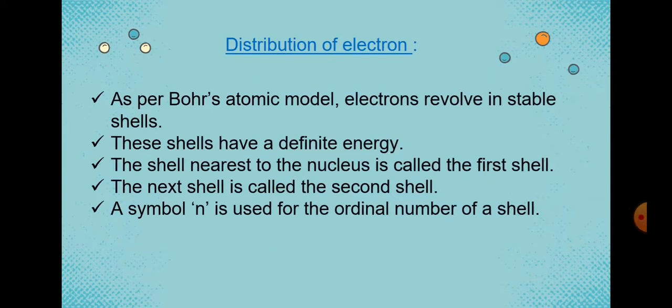Now as per Bohr's atomic model, electrons revolve in stable shells. What did Bohr say? That there are shells and in those shells they revolve at a particular distance. And these shells have a definite energy. Means, for example, if the first shell has 10, the second shell has 20, the third shell will have 30 energy. Example. Now the shell nearest to the nucleus is called the first shell. The next shell is called the second shell, and the symbol n is used for the ordinal number of a shell.